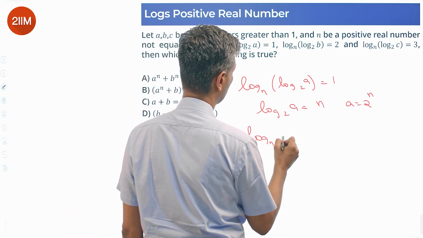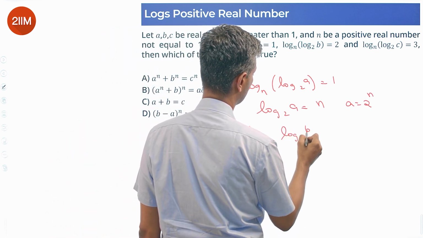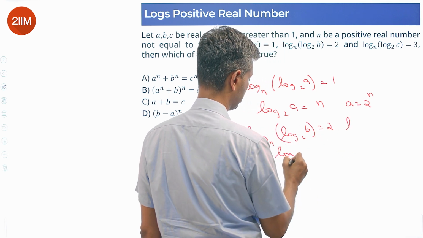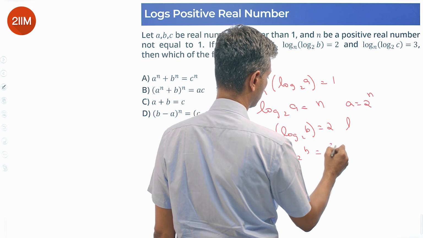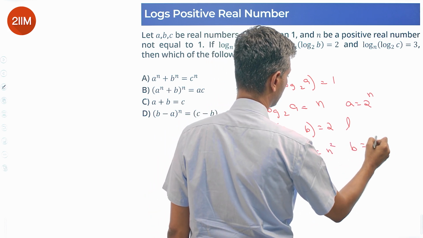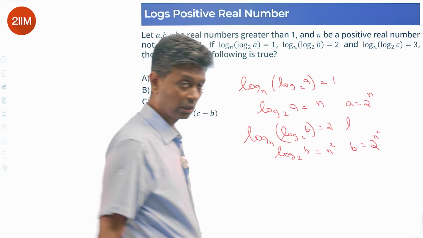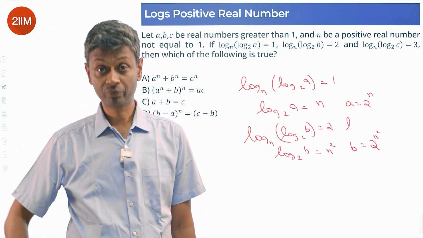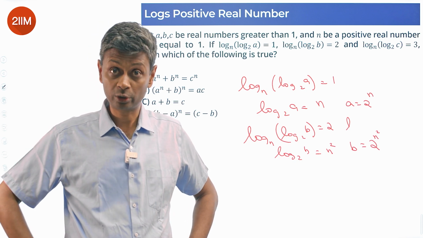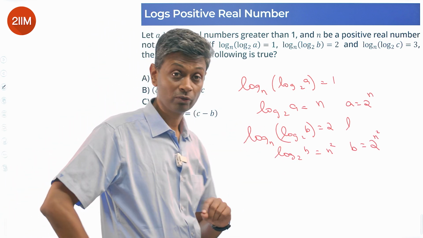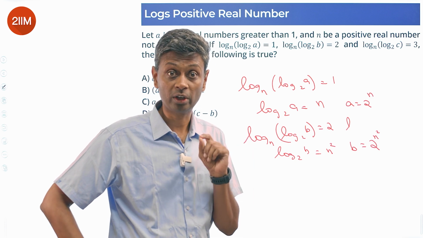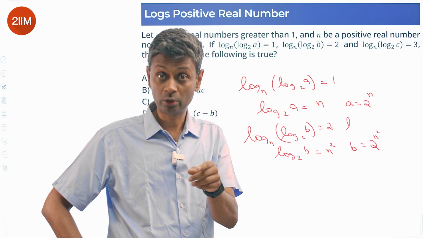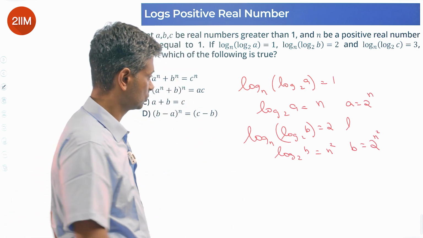Log to the base n of log b to the base 2 is 2, or log b to the base 2 is n square, or b is equal to 2 power n square. Remember, this is 2 power n square, not 2 power n the whole square. 2 power n the whole square is 2 power 2n. That's not what this is. Log b to the base 2 is n square. b is 2 power n square, not 2 power n whole square. That will become 2 power 2n. That's not what this is.